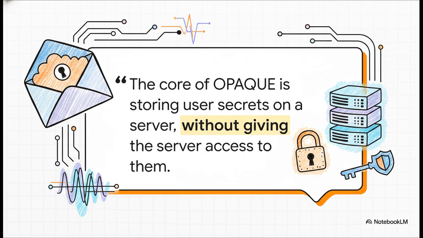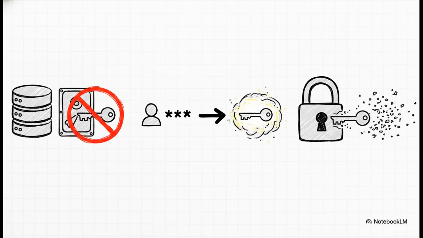Instead of the server storing a hash of your password like they do now, it stores something we can think of as a secret envelope. And that envelope can only be opened with two keys at once: your password, which the server never ever sees, and the server's own secret key. And this leads to a pretty revolutionary idea, something that projects like Axiom are calling a vaultless passkey.